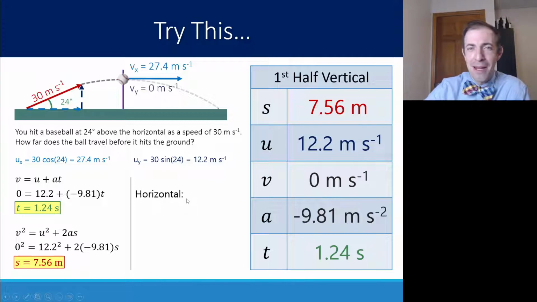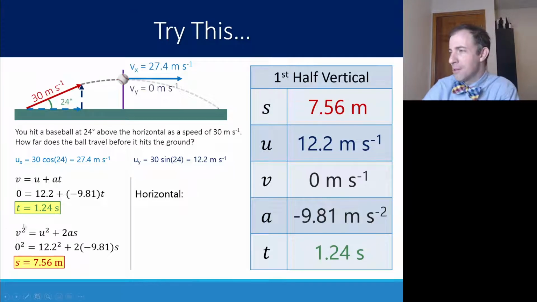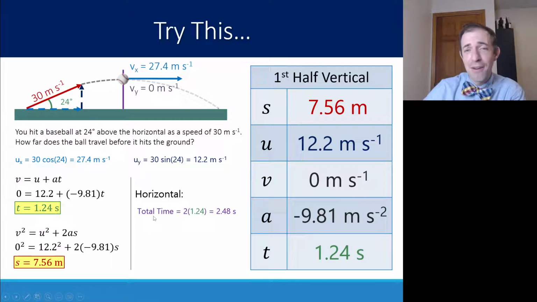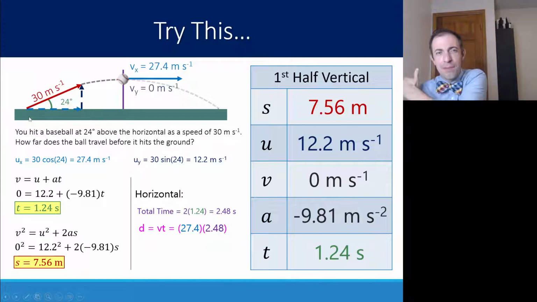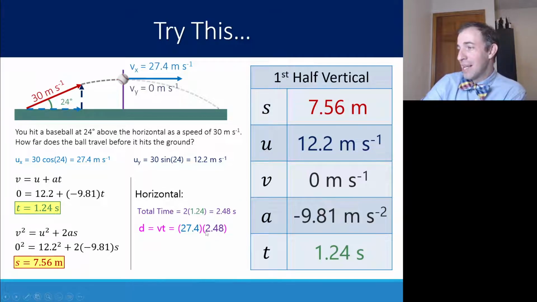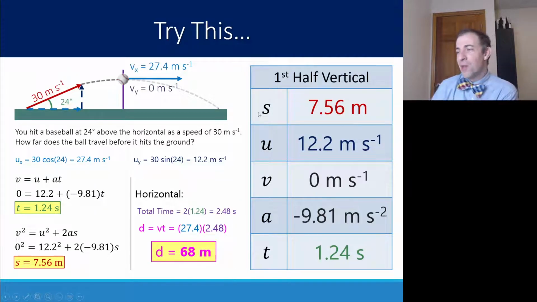But what I really care about right now for this problem is the horizontal. How far does the ball travel horizontally before it hits the ground? And to find horizontal, I first need to find the total time. That's going to be double this 1.24. So 2.48 to get all the way back down, up and down. And then to find the total displacement, the total horizontal distance, it's the velocity times the time, where the velocity is the x velocity the whole way. So as if I roll the ball at 27.4 meters per second for that 2.48 seconds, I find that the total distance that it travels is 68 meters.